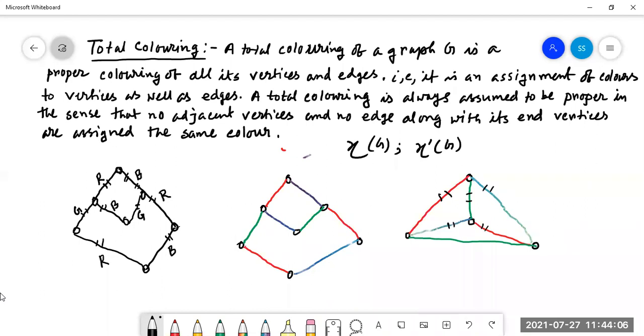It is green, it is blue, it is red. Again, this and this are incident, so it is red, blue, green. Again, this and this are incident, so it is blue, red, green. So this graph is properly colored, isn't it? Is this understood? Yes, sir.